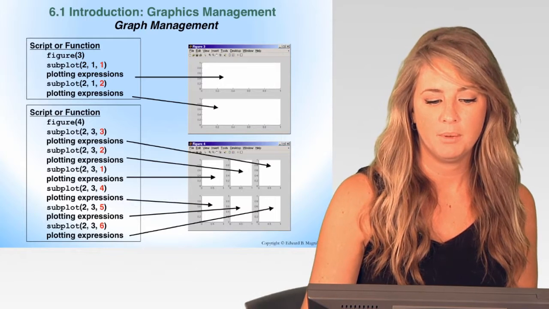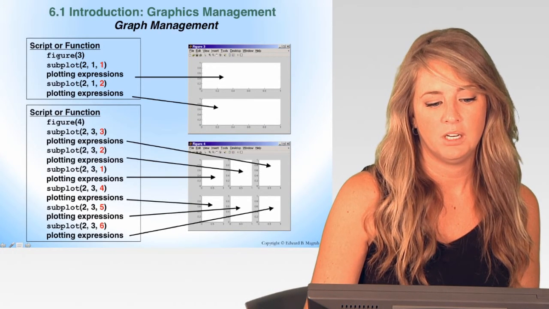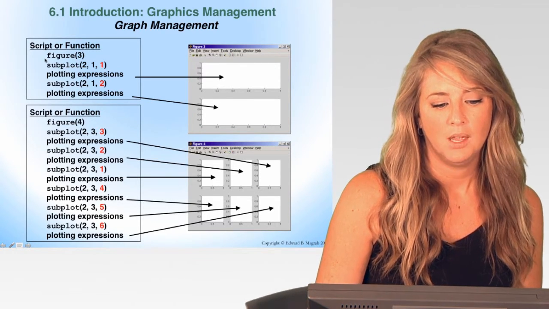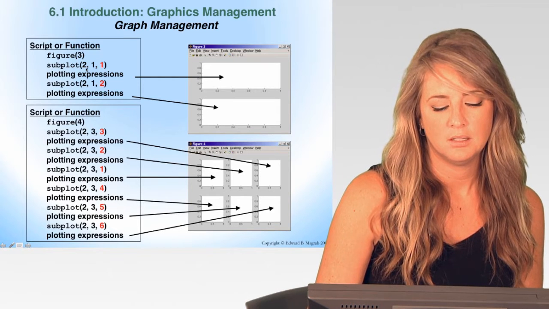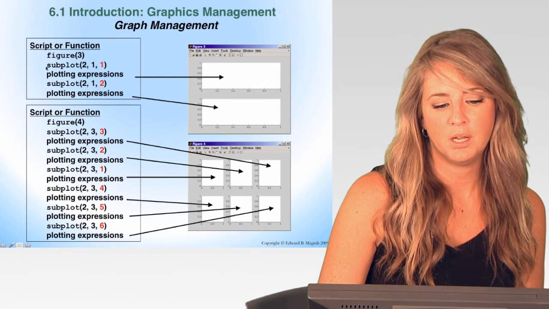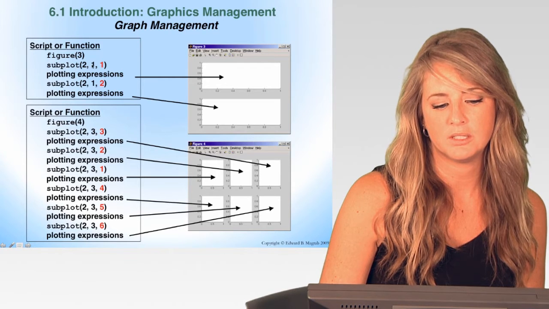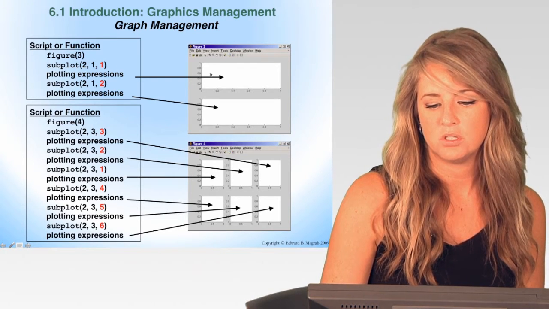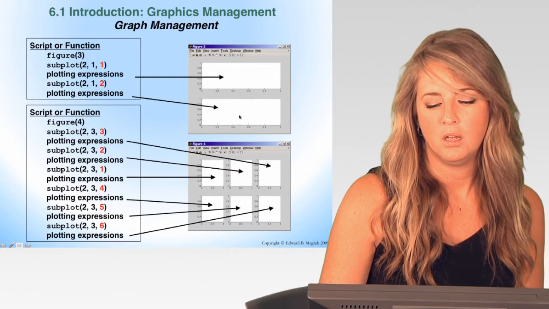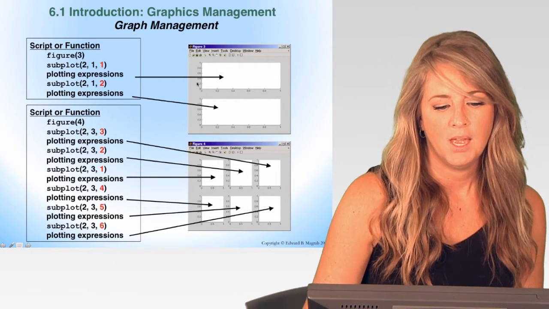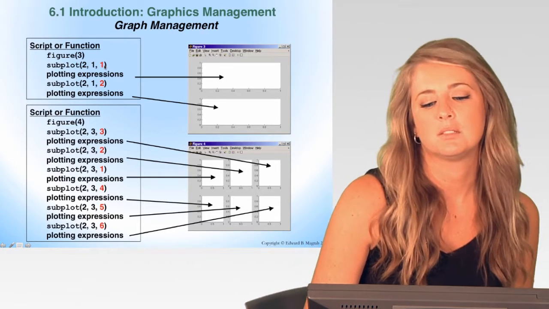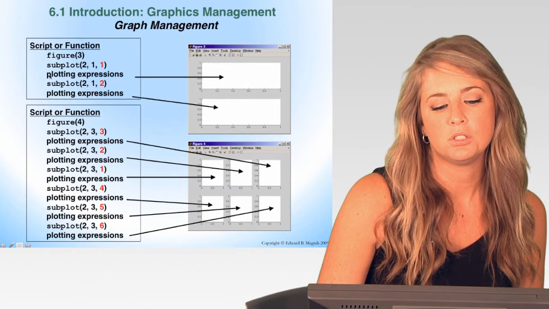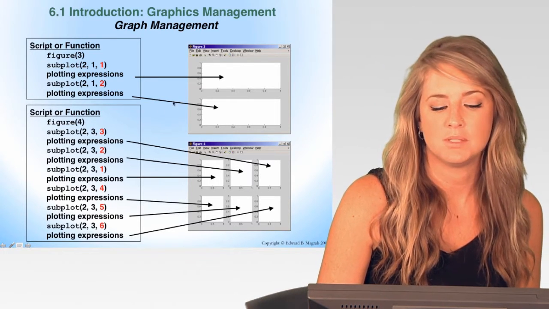In this top example here, we've created figure 3, and then subplot and subplot. If we use subplot here, 2, 1, that's indicating 2 rows by 1 column. You can see here there's 2 rows, but there's only 1 column of sections. And then the 1 here indicates the top section. The 2 here indicates the bottom section.